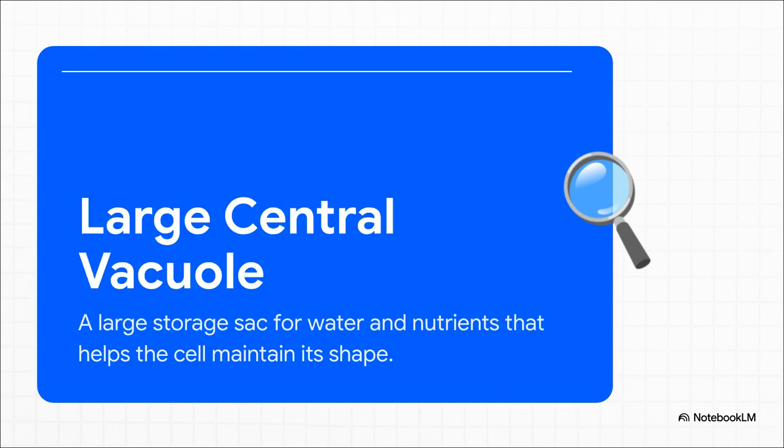And for our final upgrade, step 3, we add a large central vacuole. This is pretty much just a giant storage tank right in the middle of the cell. It's usually filled with water and nutrients, and by being so full, it pushes out against the cell wall, which actually helps the plant stand up straight.